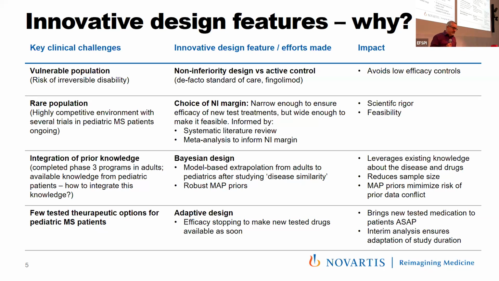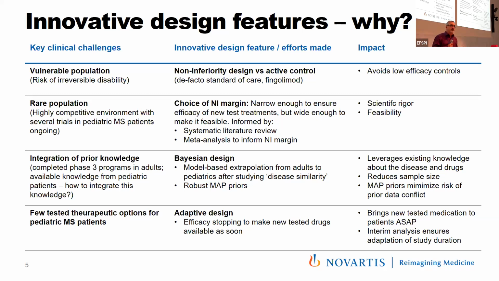And so we have a Bayesian design that uses some model-based extrapolation from adult patients to pediatric patients, and then we summarize this information, also including, of course, the actual pediatric information in robust MAP priors. That's a way of a Bayesian design where we add to the Bayesian prior from the model some non-informative components, so that if there is data conflict with the new study data, then the Bayesian prior is basically discarded or has less weight. The last challenge is there are few therapeutic options.